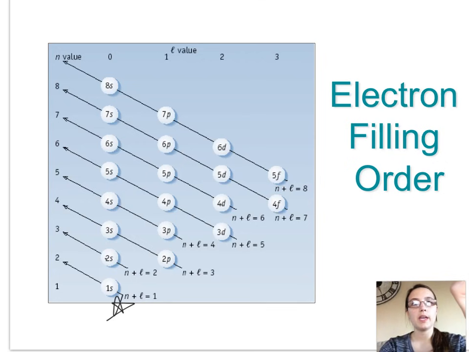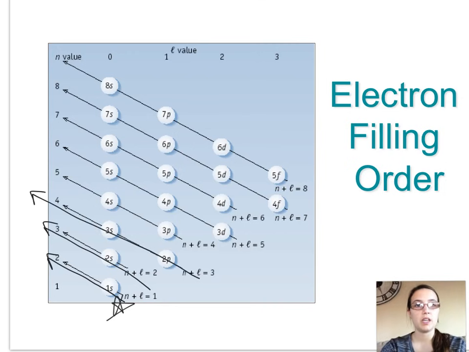And then we can actually just draw arrows. So we start down here and say first we fill the 1s, then we fill the 2s, then 2p, then 3s, then 3p, then 4s, and so on. So this is just one diagram to help you remember the energy level and the order of filling each of the orbitals when you're writing electron configurations.